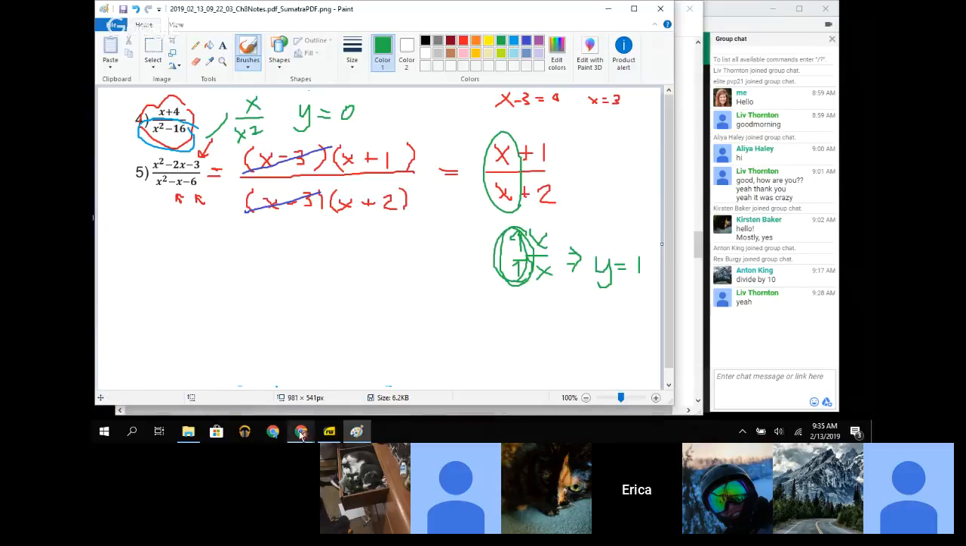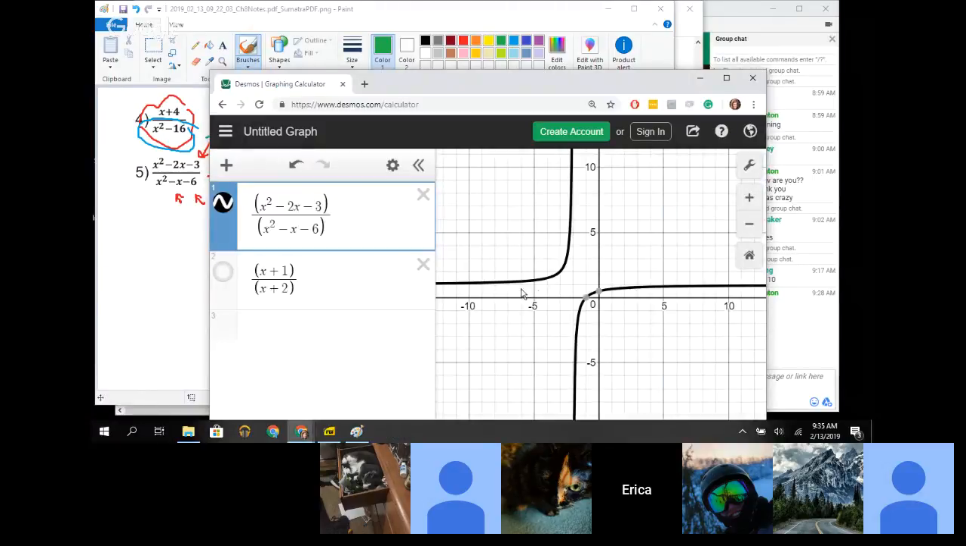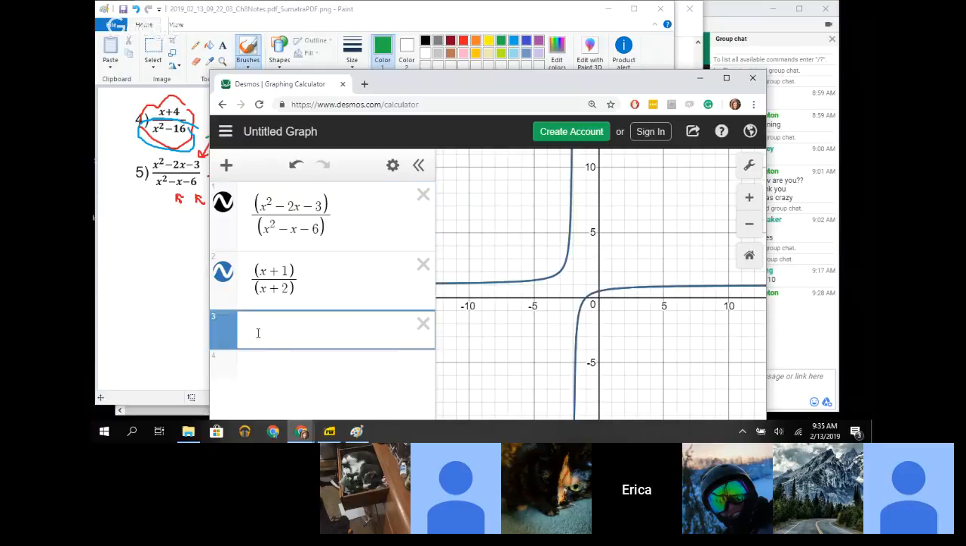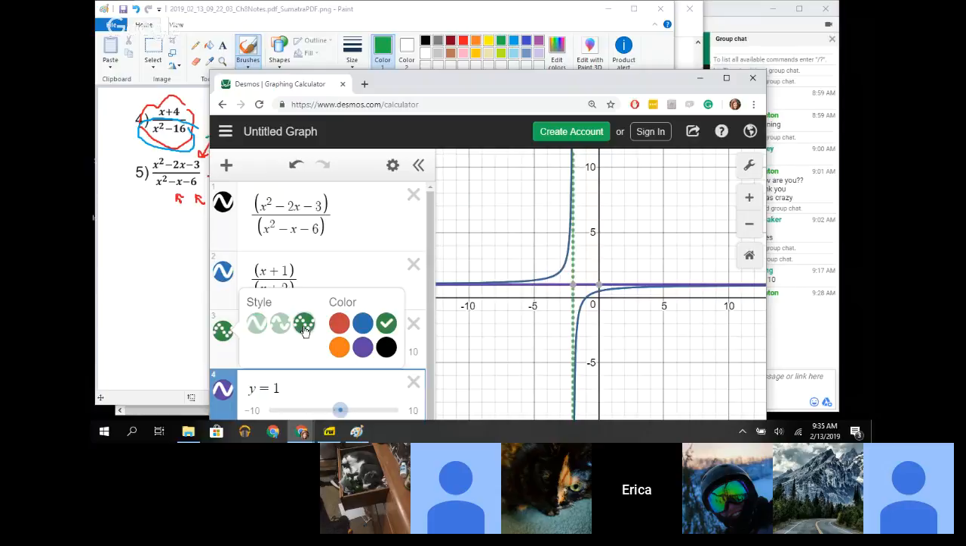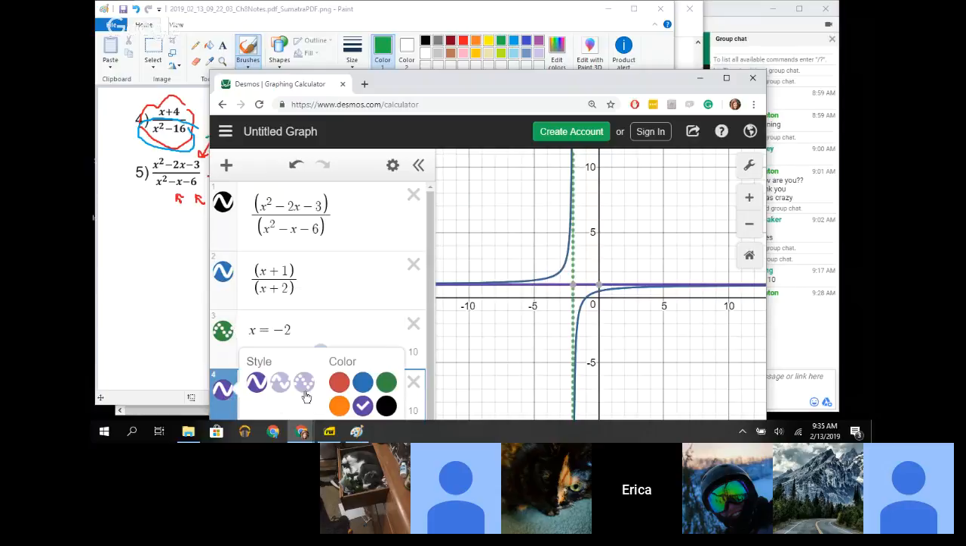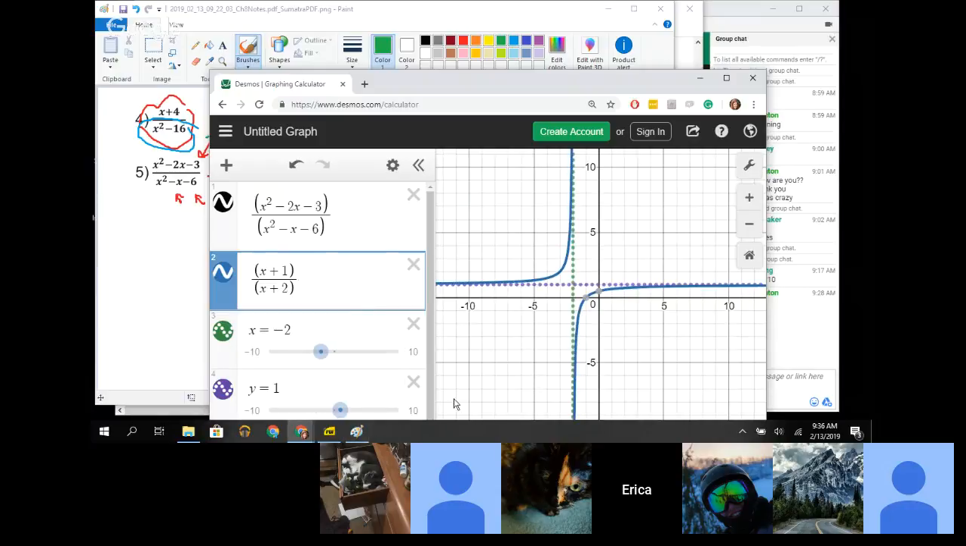So again, if you go back to your graph, you can see that there is a horizontal asymptote at y equals 1, right? So we have a vertical asymptote at x equals -2 and y equals 1. And then Anton taught me this. I can make them dashed so they look like asymptotes. There we go. I don't know why the purple one's bigger than the green one, but you know. Oh, there we go. So there's your two asymptotes, and then you have a hole right there at 3.